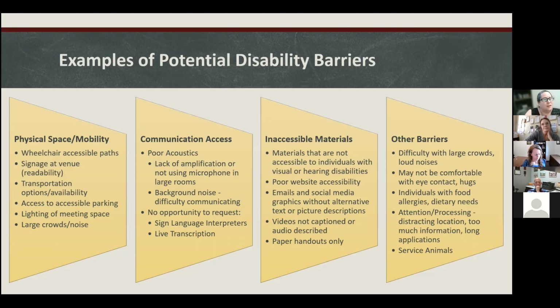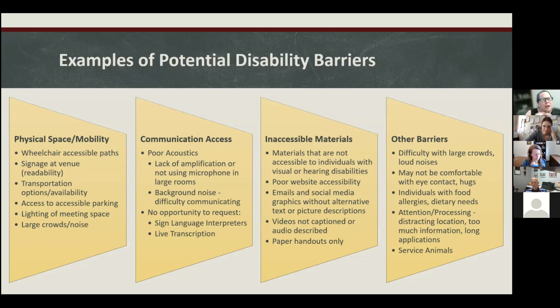descriptions. And then obviously if you're doing videos for your programs and events, making sure they're captioned and turning the captions on. So it's great if it's captioned, but if you're not on when you're actually showing them, it's not going to be helpful to anyone. And if you're just using flyers and not having things in other formats, that can be a challenge as well.